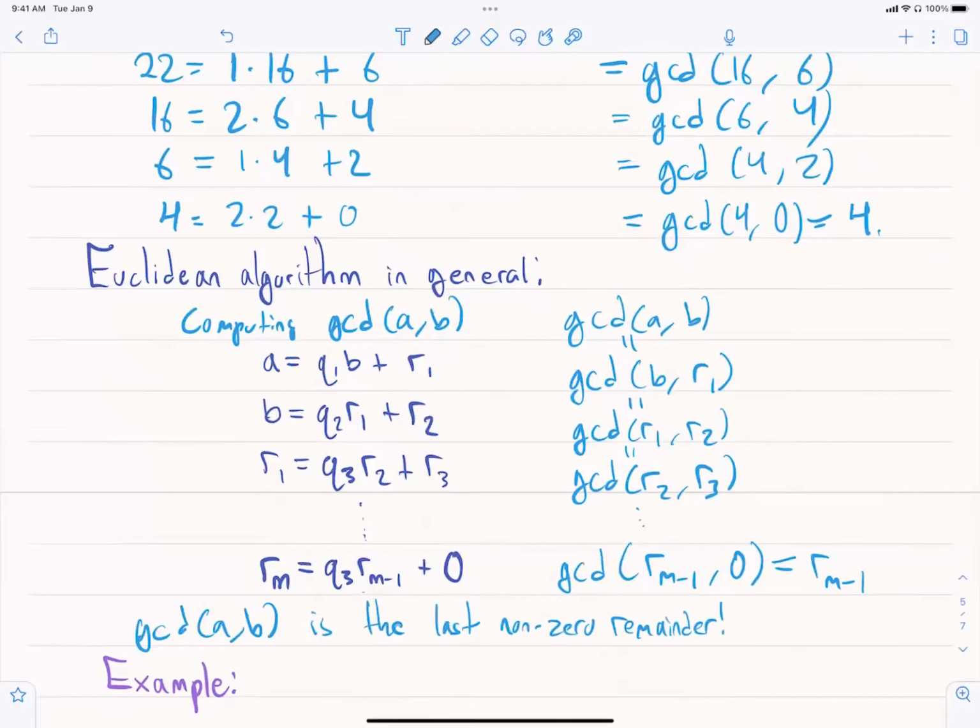So that's the Euclidean algorithm. Just do these divisions, and then you take the last non-zero remainder, and that's the GCD. So it has nothing to do with prime factorizations. The fact that we could do division wasn't about prime factorizations. So in that sense, we didn't need prime factorizations to do the GCD, and that's good because we want to actually use the GCD to say something about prime factorizations.